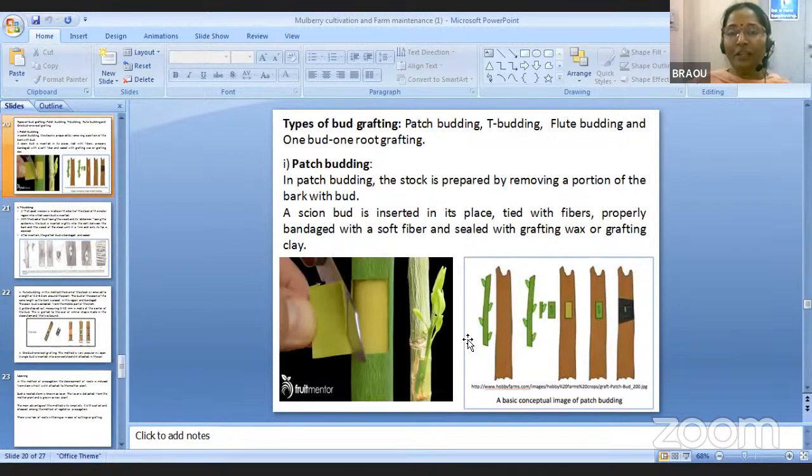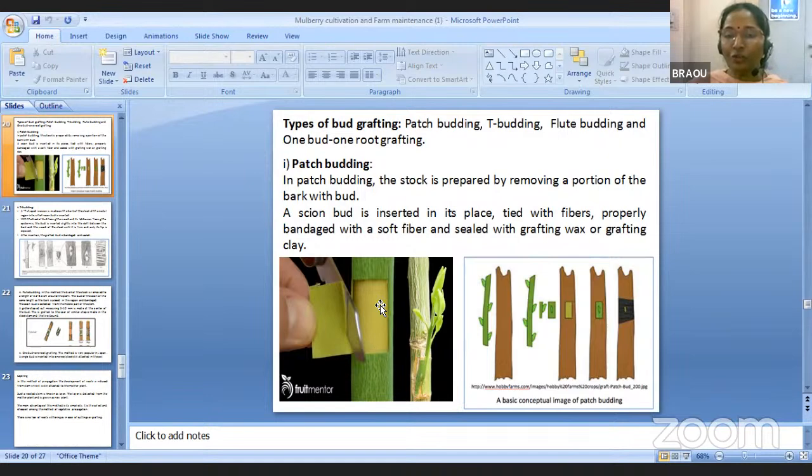Under bud grafting, you have different types of grafting. We'll be talking about patch budding, T-budding, flute budding, and one bud, one root grafting. First, we'll talk about patch budding. Here, you can see a small patch is cut off from the desired scion. In patch budding, the stalk is prepared by removing a portion of the bark with the bud. So you're going to remove this portion of the bark with the bud.